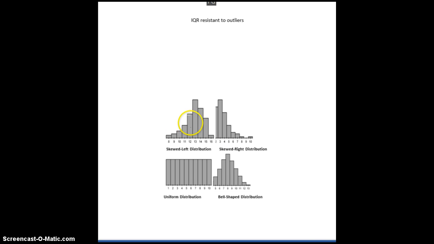Now, in a skewed left distribution, if the median is right around here, the mean is influenced by these smaller values. When you have something skewed left, the mean is pulled away from the median to the left. The mean is always pulled in the direction of the skewing. Over here, skewed right. Again, the mean is pulled away from the median in the direction of the skewing. So it's pulled to the right. So in this case, the mean is bigger than the median. In this case, the mean is less than the median.